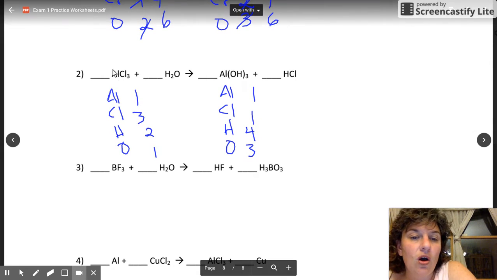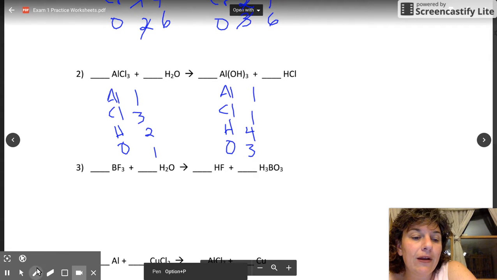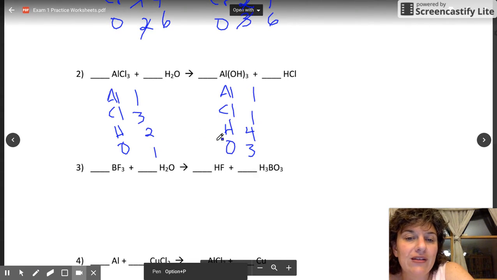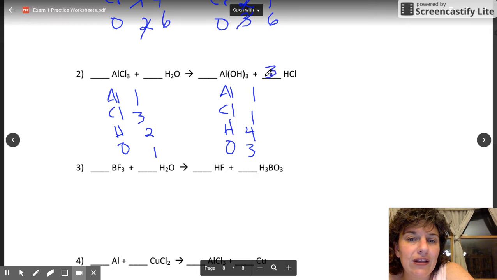Okay, so my aluminums are balanced already. I need my chlorines balanced. So we can do that first, or we can try to balance the hydrogens or the oxygens. But let's go right for the chlorines. We have 3 over here. We need 3 over here. The only way to get 3 chlorines is to put a 3 there. That changes my H's and my Cl's.